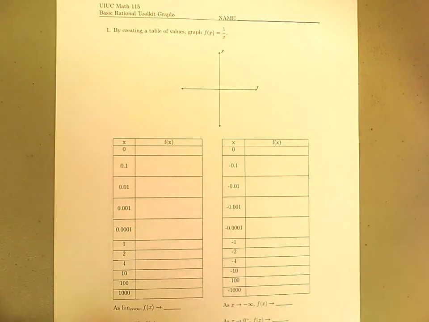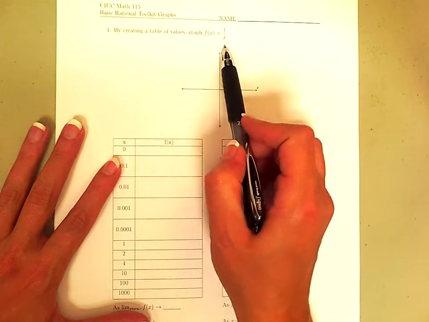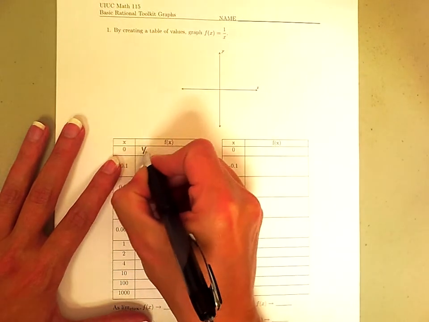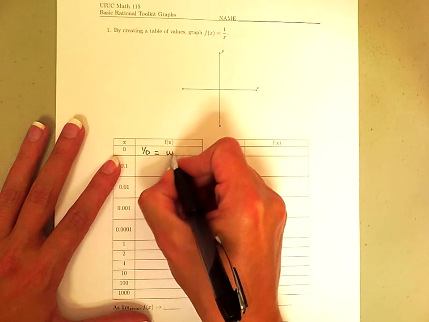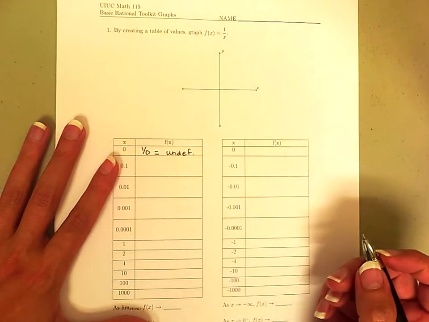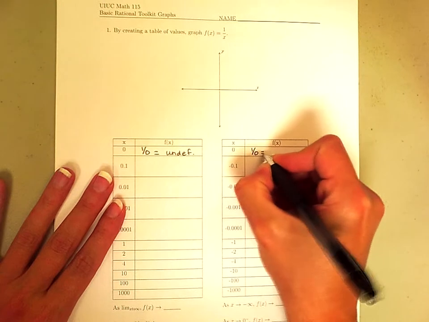So let's consider a few things. If our function is 1 over x, our basic function, if x is equal to 0, then we get 1 over 0, and we know this to be undefined. We could fill that in over here as well.